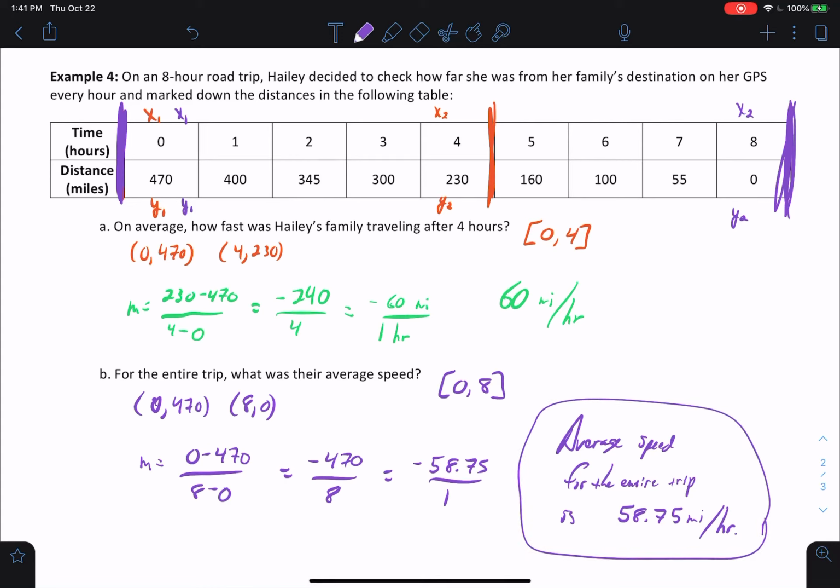Okay? Let me know if you have any questions. Notice how, actually, before I finish up this video, notice how these are not the same, which means this table is not a linear function. Okay? It's not a linear function, but we can look at it and figure out the trend of what's going on. Obviously, from hours 0 to 4, you're going faster. They're going 60 miles per hour. But overall, this entire 8-hour trip, their average speed was 58.75 miles per hour.